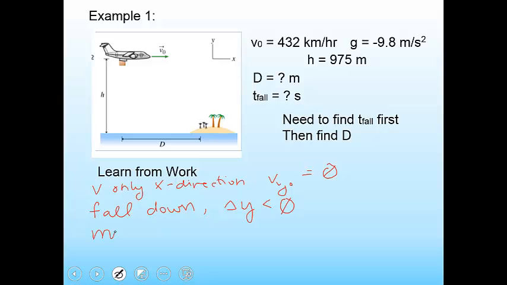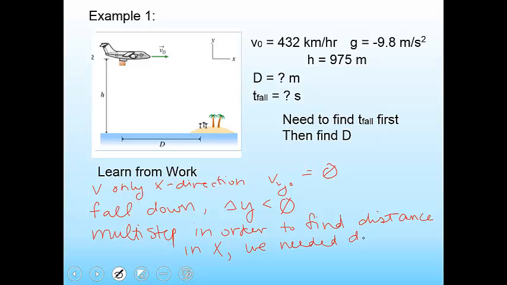And this is a multi-step problem where in order to find the distance in x, we needed the distance in, oh, sorry, not the distance, the time of the fall. And you've probably seen other examples like that.